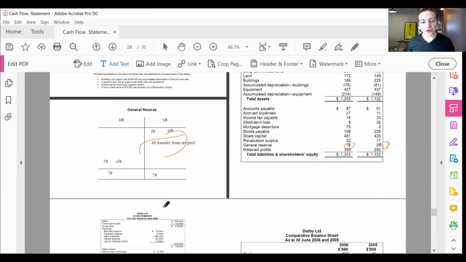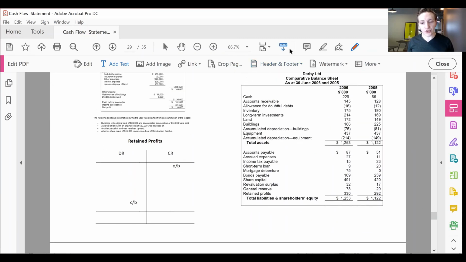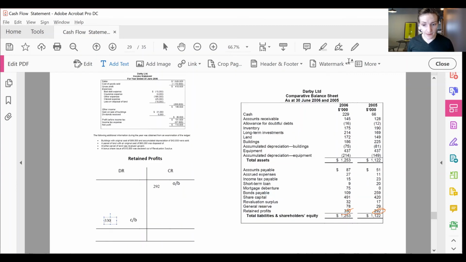So let's go through and do the retained profits T-account now. So what you'll see here is opening balance and closing balance. So opening balance is 292, closing balance is 330. So we can fill that in to begin with. And what you'll notice is that it's increased. So if we think about what things cause it to increase and decrease, well, the things that cause it to increase are going to be, for example, things such as profits. So profits that we get in over the course of the year will increase our retained profits. So let's hunt down what happened there.